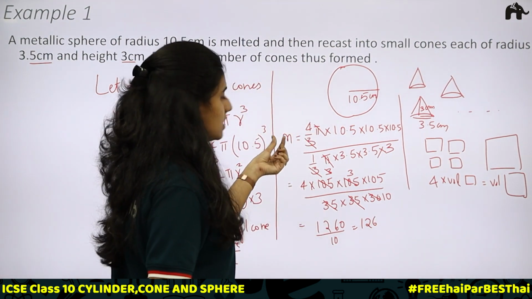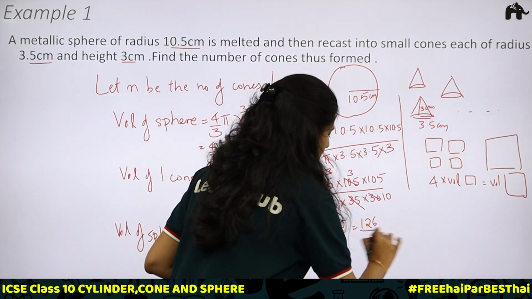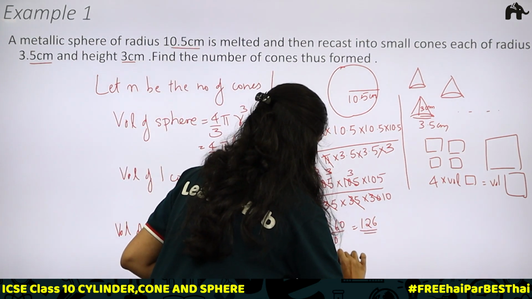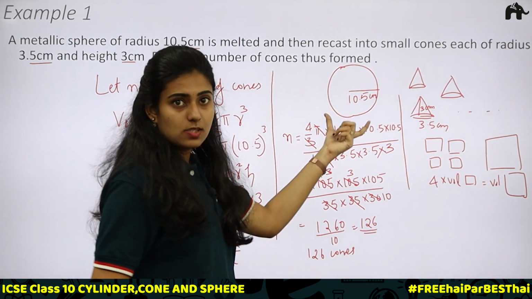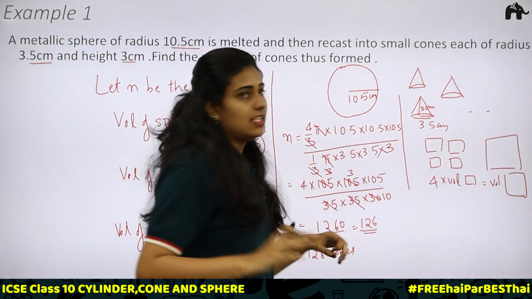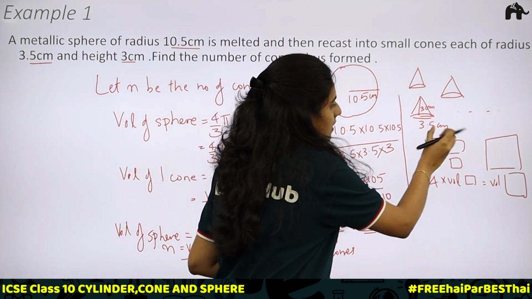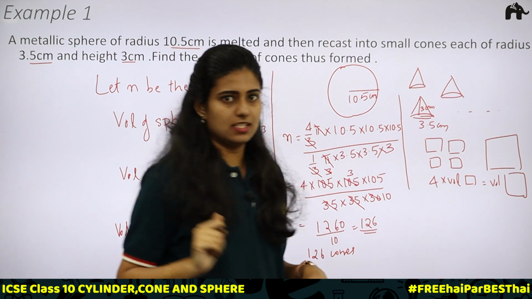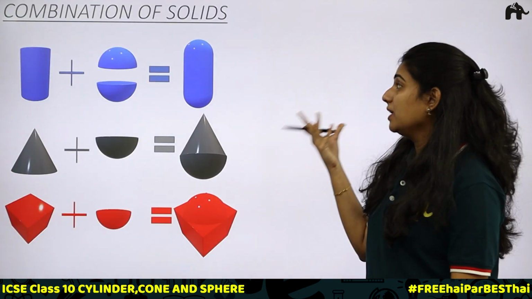Here we have determined n, which is the number of cones. There is no unit, 126 cones. So 126 cones can be formed when a metallic sphere of radius 10.5 centimeter is melted into cones of radius 3.5 centimeter and height 3 centimeter. Clear how to find the number of cones? Next is the combination of solids.